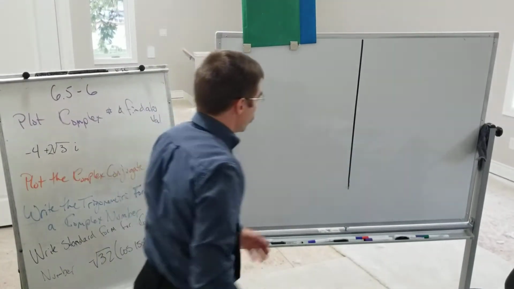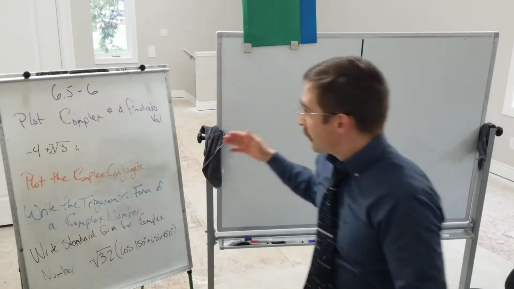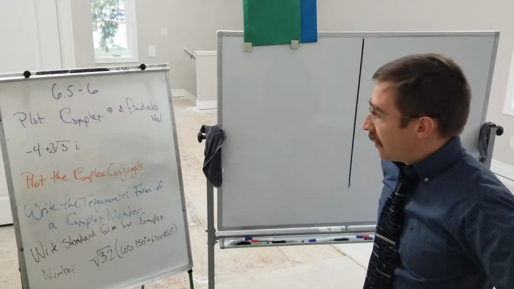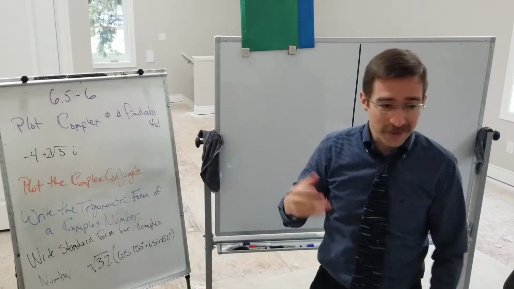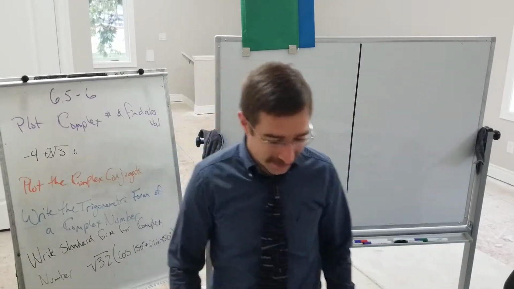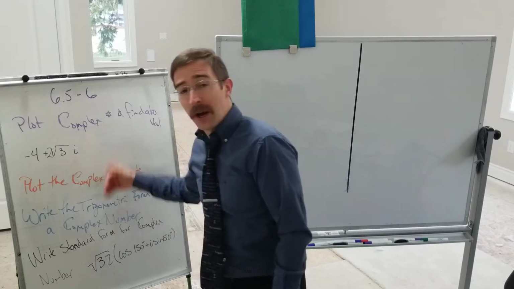All right, here we go. So, quick video on section 6.5, 6.6, complex numbers, the complex plane, talking about trigonometric form, graphing them, absolute value, that sort of thing. So I just got basically two problems.